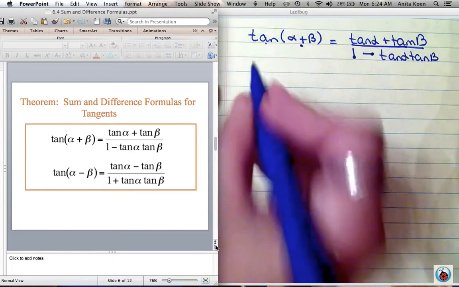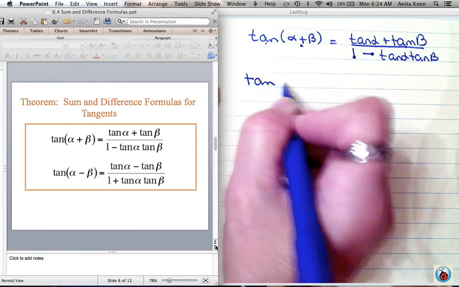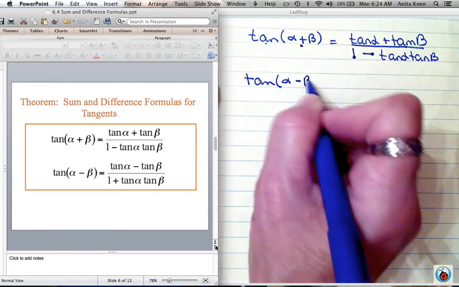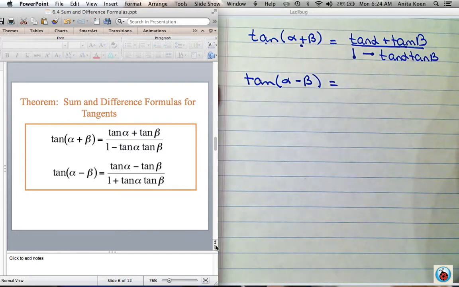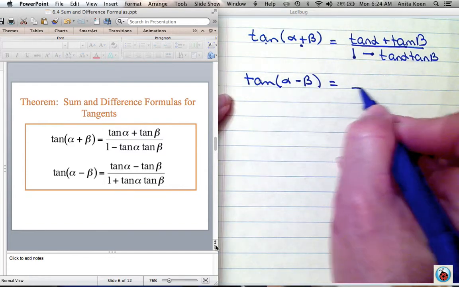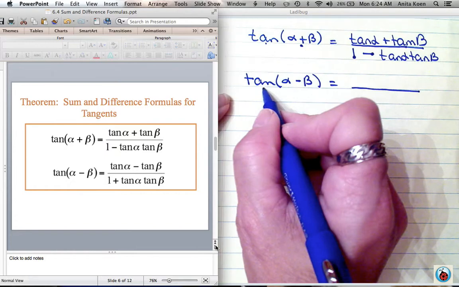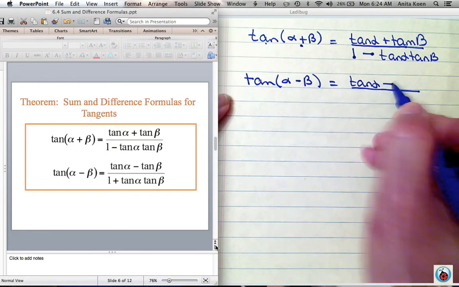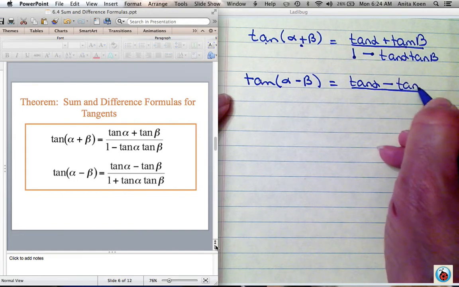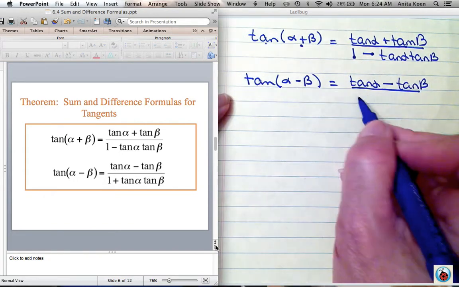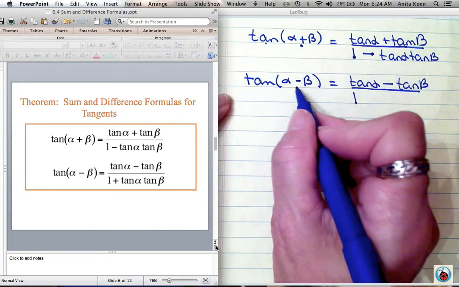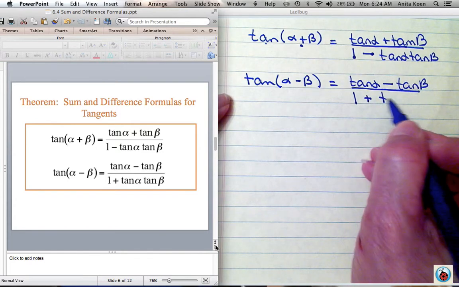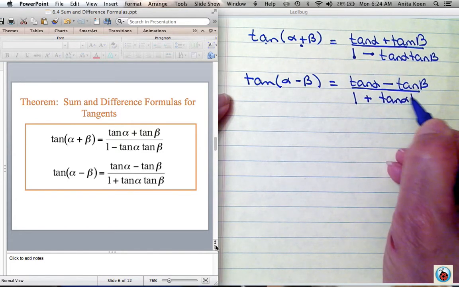And when you're doing the tangent of alpha minus beta, we're going to do the same thing. It's going to be always a quotient. On the top, it's going to be the tangent of alpha, keep the same sign, minus the tangent of beta. And then on the bottom, it's always going to be 1, opposite sign, tangent alpha times tangent beta.